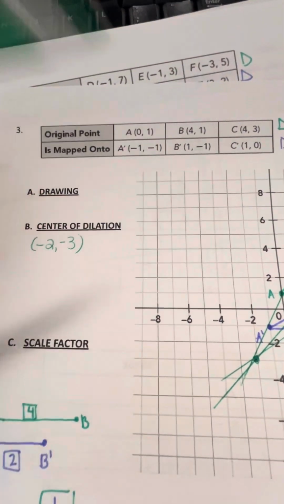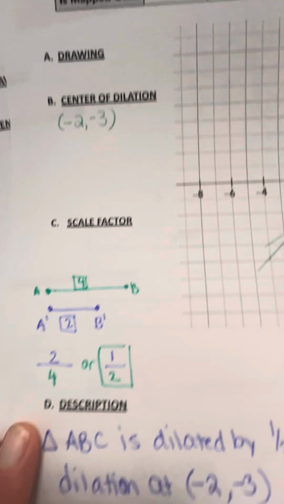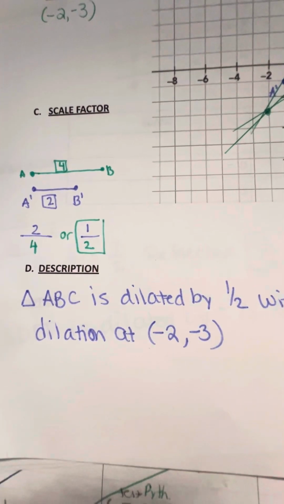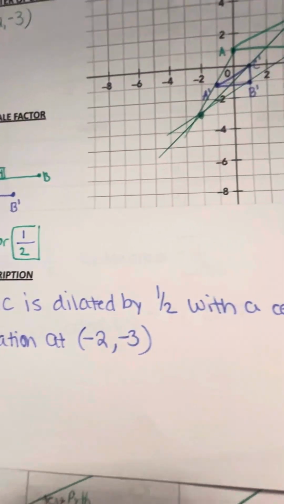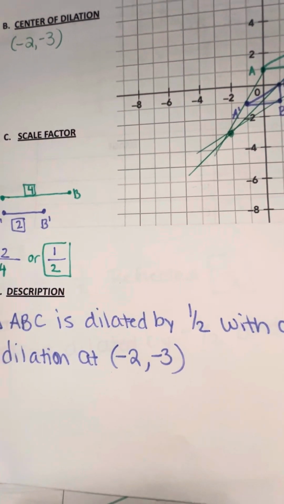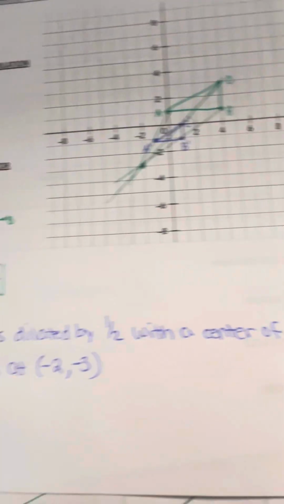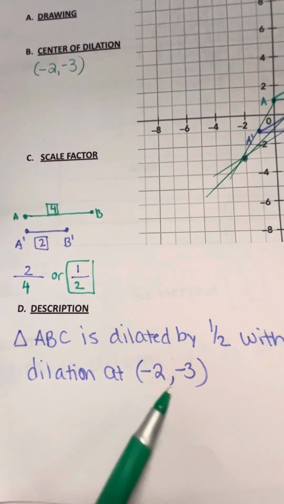So that's why these don't actually multiply and get the same numbers. So when I write my description on here, my description should just be that triangle ABC was dilated by a half. So again, we're using the word dilation because it is either increasing it or decreasing it. In this case, it's decreasing its size. And it has a center of dilation of -2 and -3.